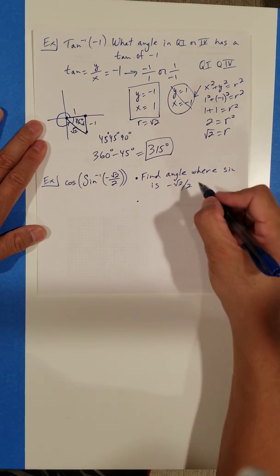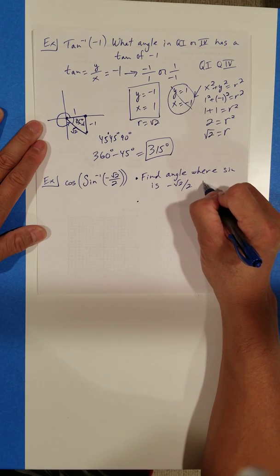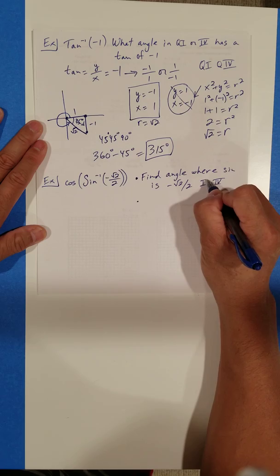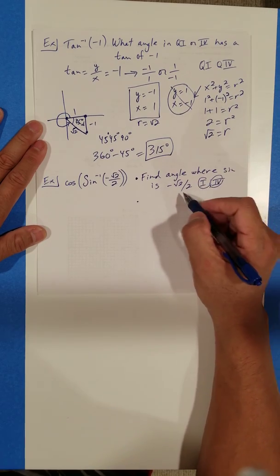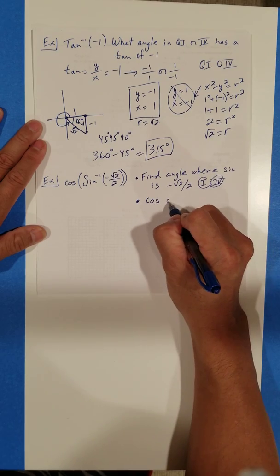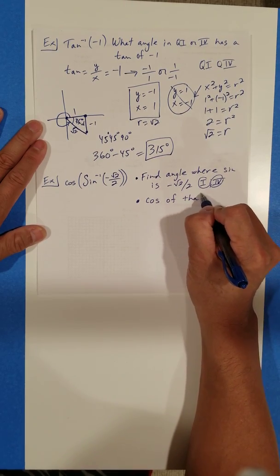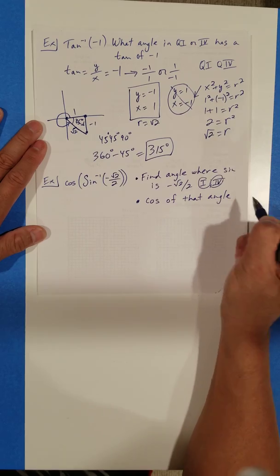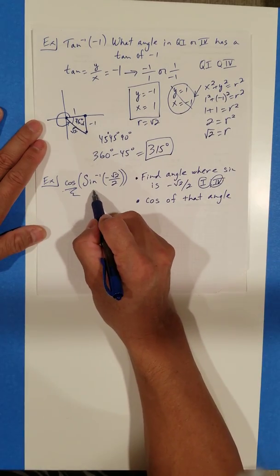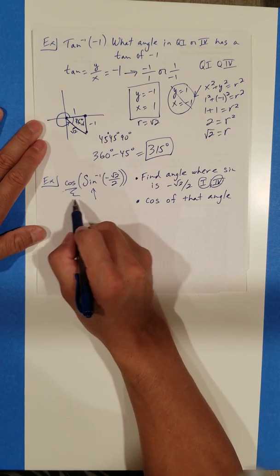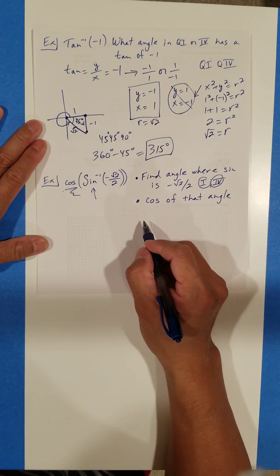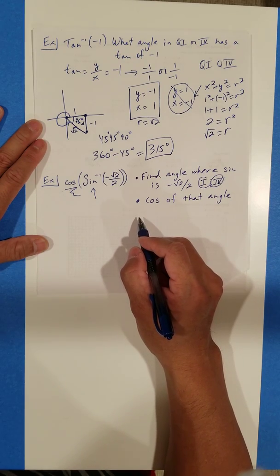Now make sure we're in quadrant 1 or 4, right? So we're either in quadrant 1 or 4. And then afterwards, you're going to take the cosine of that angle. So that's how this works. See this guy right here. Earlier, we just found the angle. But now, after we're done with finding the angle, we want to find the cosine of it. So let's think about that a little bit.